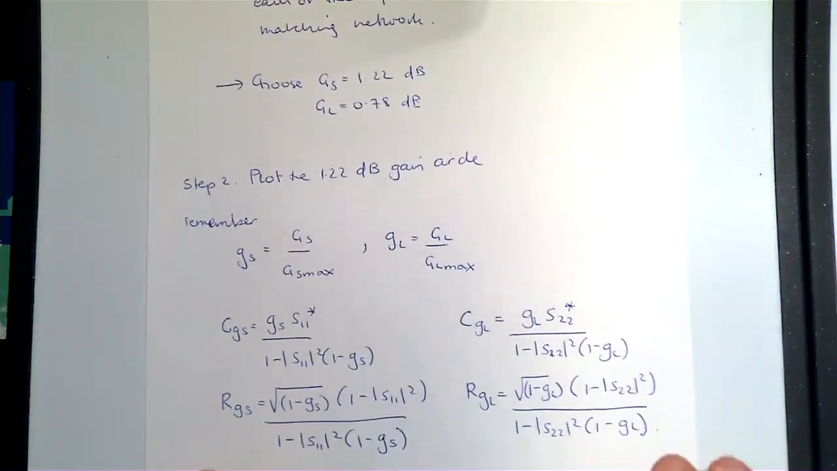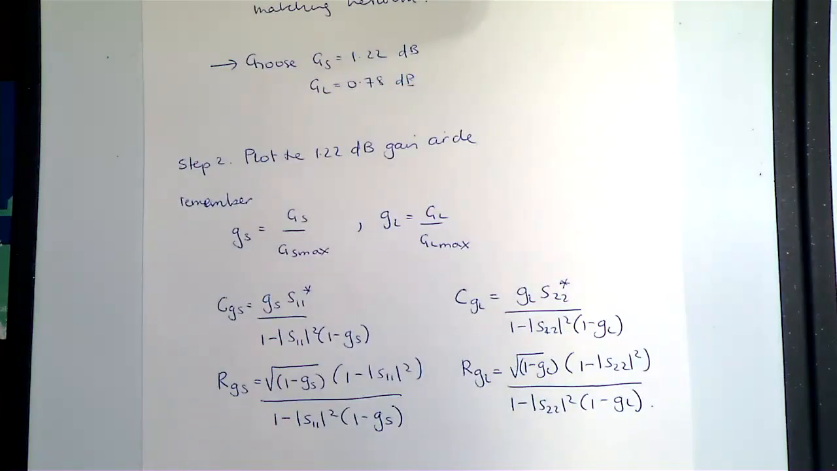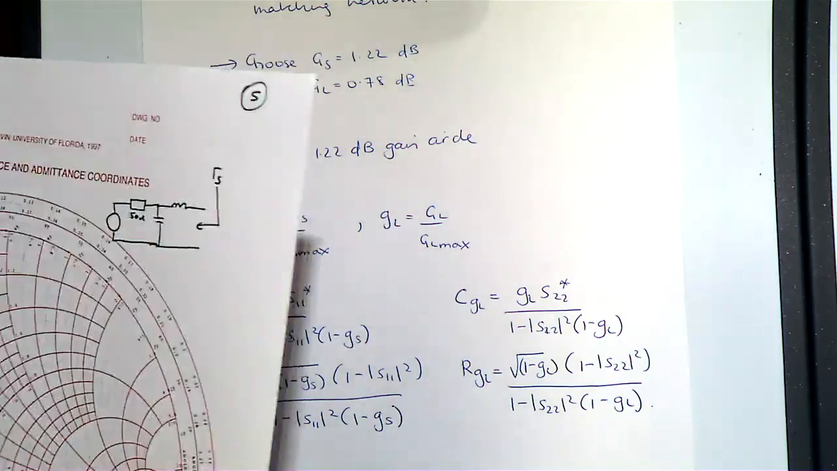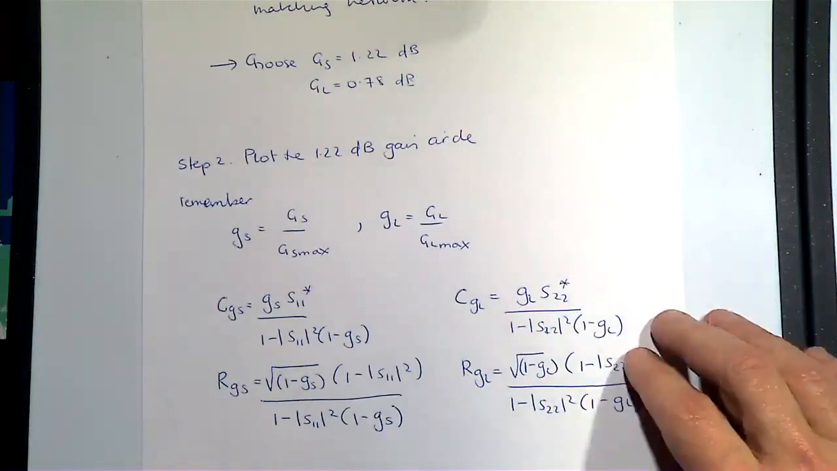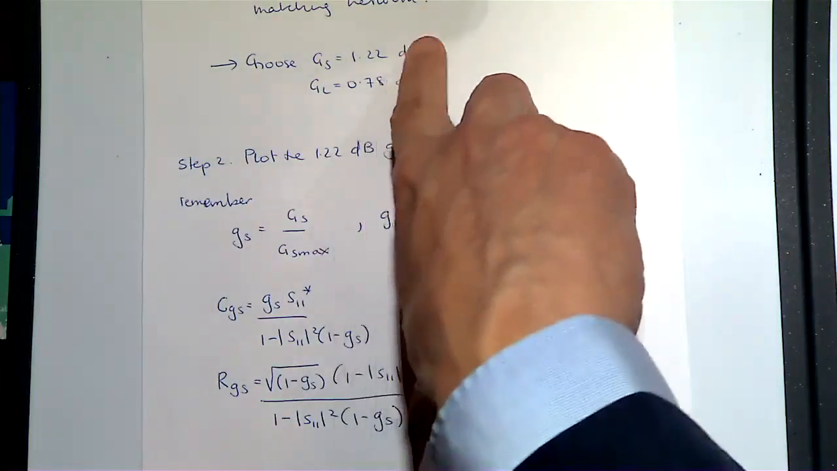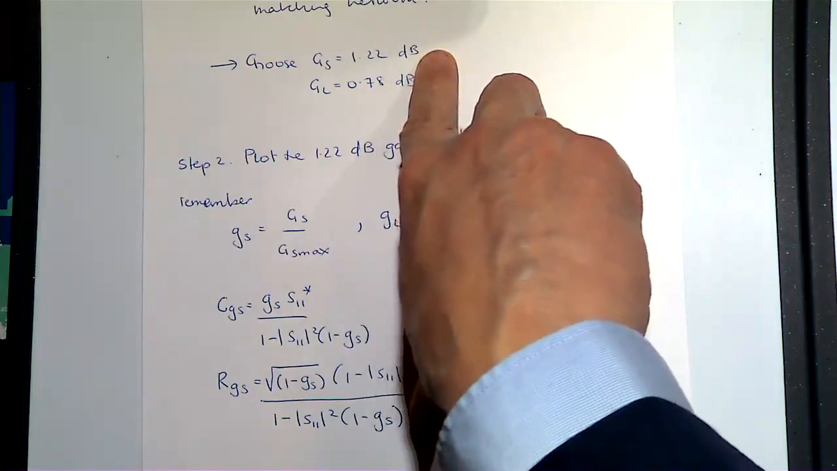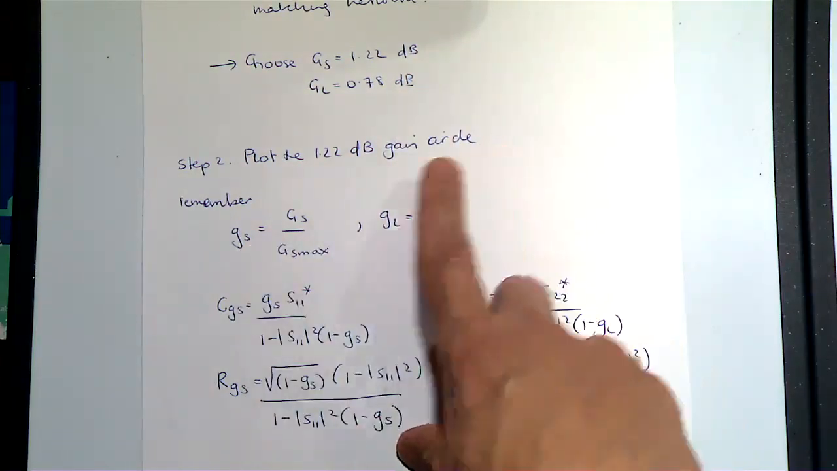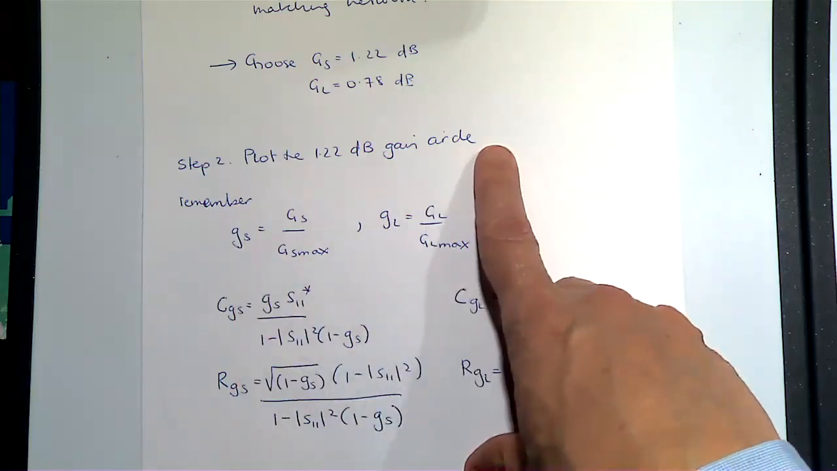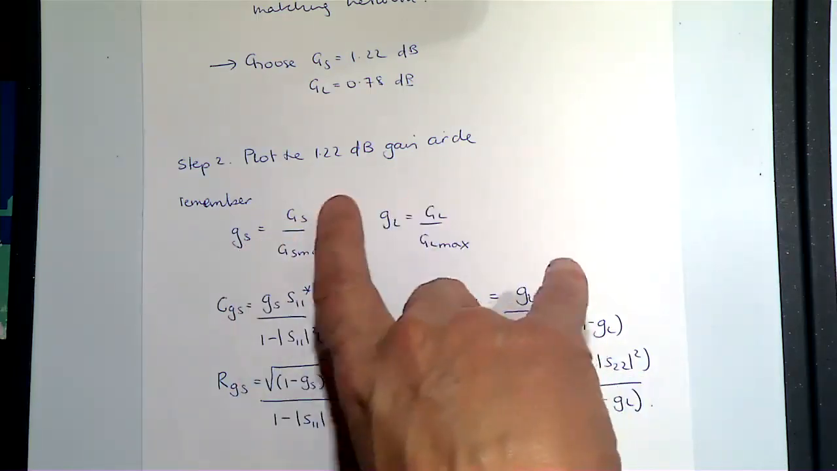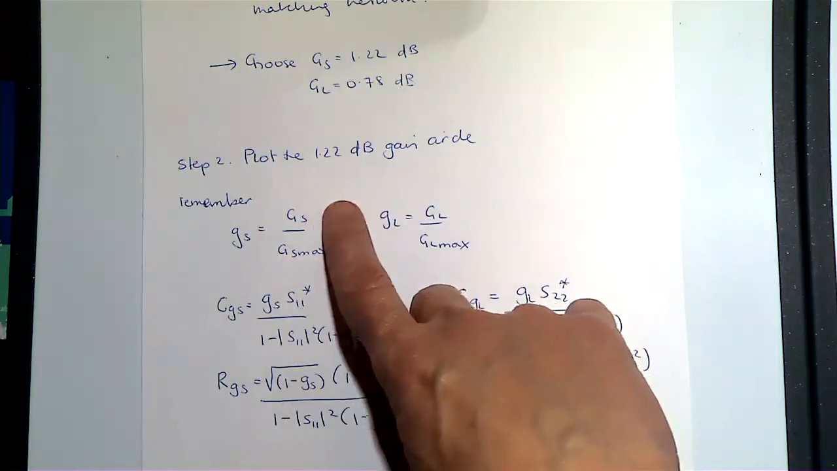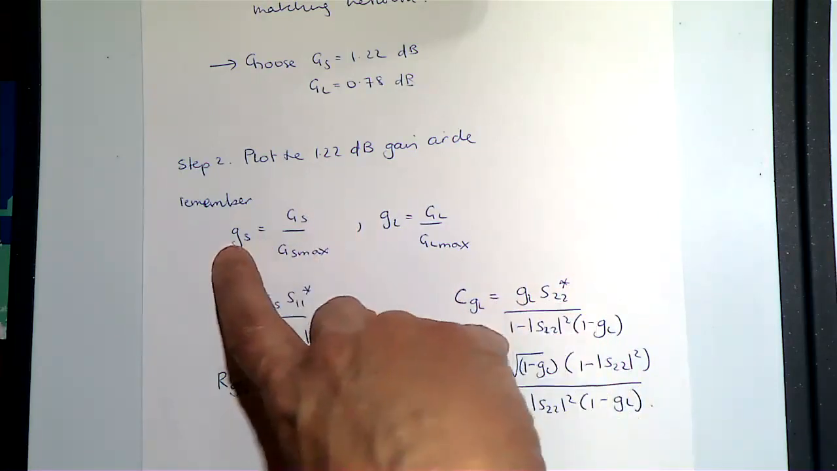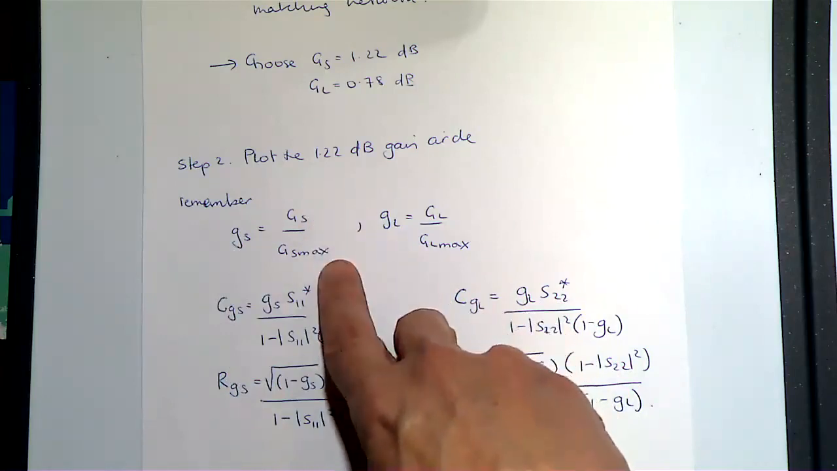Now, the next thing we've got to do is plot our gain circles, and we've also got to plot our noise figure circles. So let's do that. In this particular case, the source gain we're going to choose is 1.22 dB, and we work out the gain circles. When plotting the gain circles, we've got to define little gs, which is the actual gain divided by GS max.